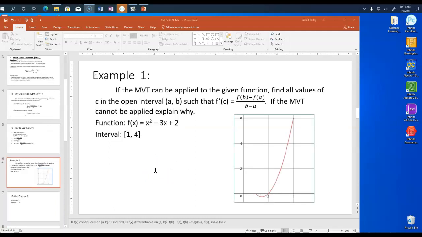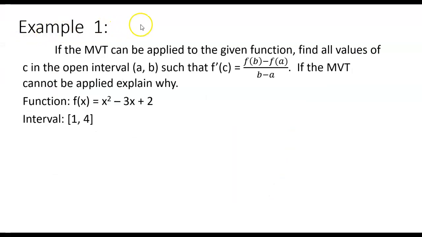Okay? So let's go ahead and do our first example here. All right? If the MVT can be applied to the given function, find all the values of C for which the instantaneous rate of change is equal to the average rate, or this little formula right here. So let's go ahead and begin. I've given you a function and I've given you an interval. All right? So just to bring it to life a little bit, we have a picture.